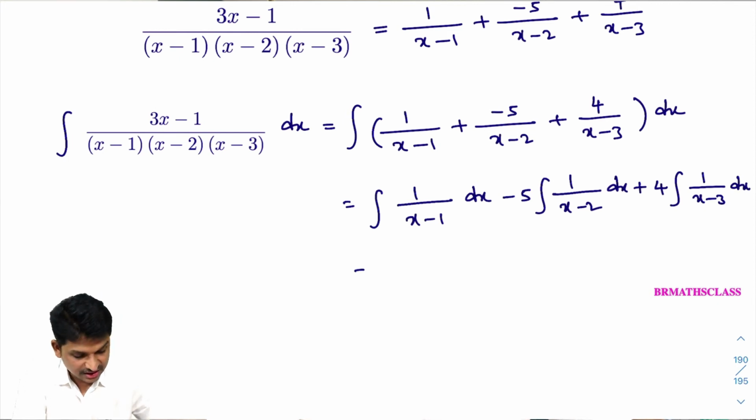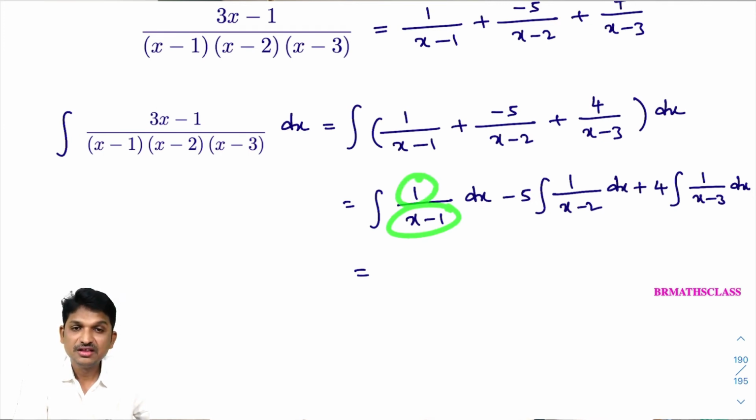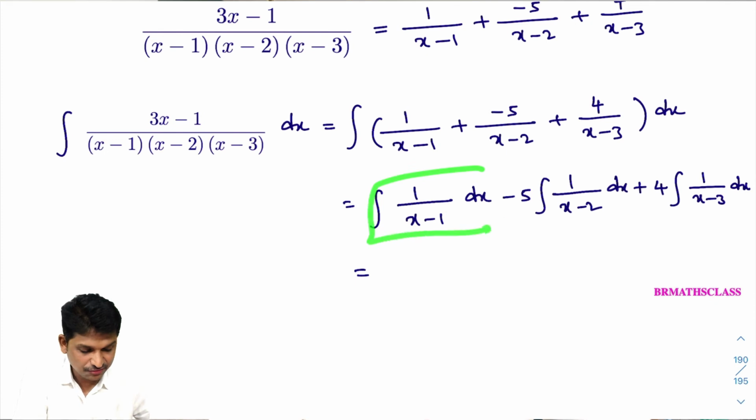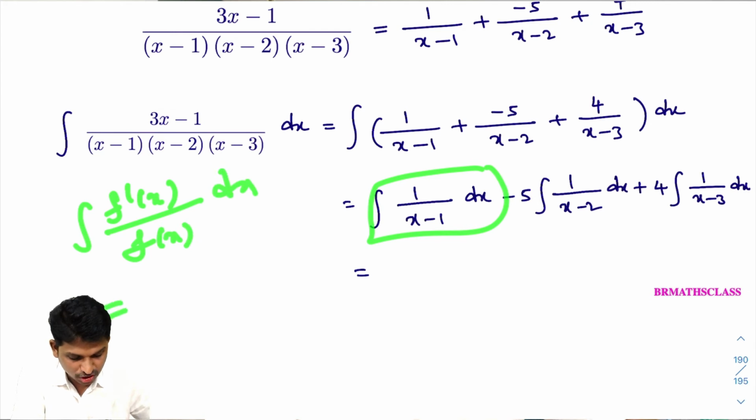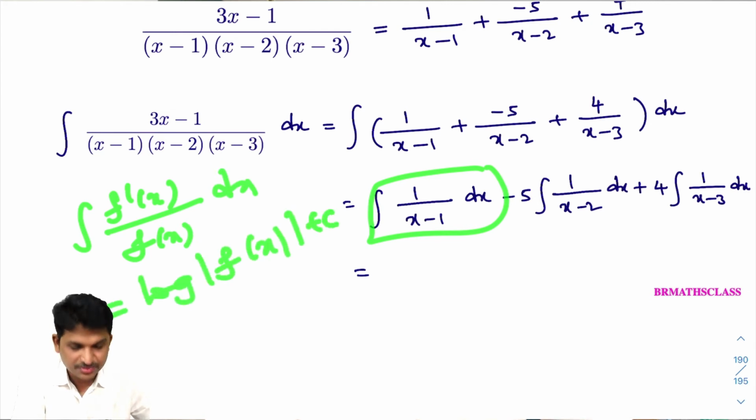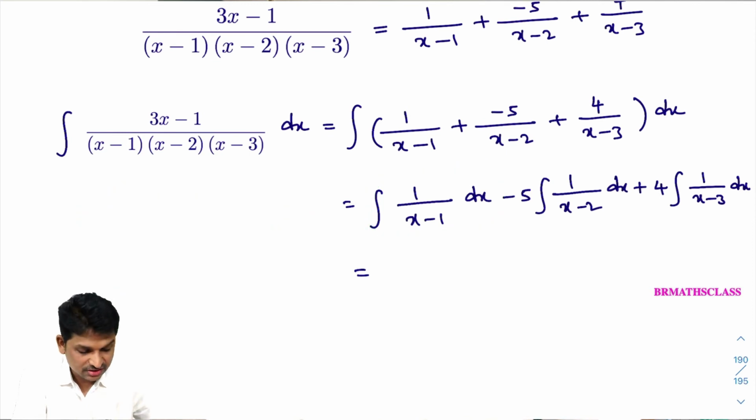Okay. This equals, now what is the derivative of x minus 1? Derivative of x minus 1 is 1. That means this integral is of which form? Integral of f dash of x divided by f of x dx. You know this. What is the formula for this? In module number 3 we practiced all these problems. Answer is log mod f of x plus c. Right? So as numerator is the derivative of denominator, this answer we can write directly.